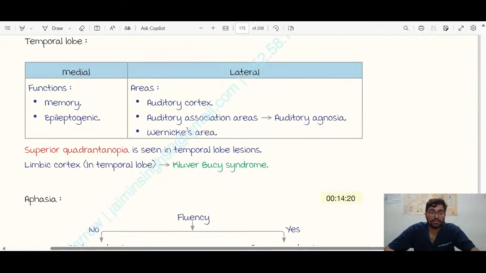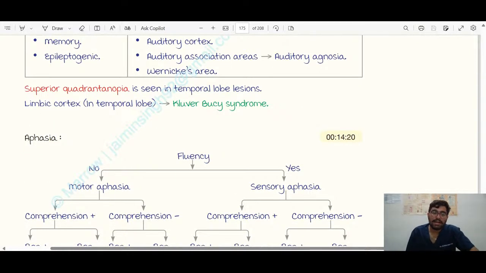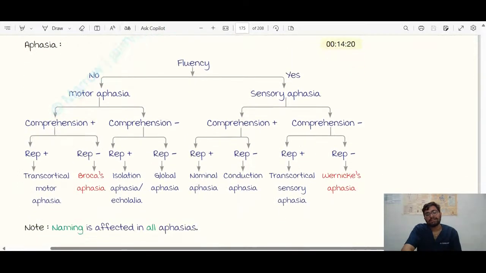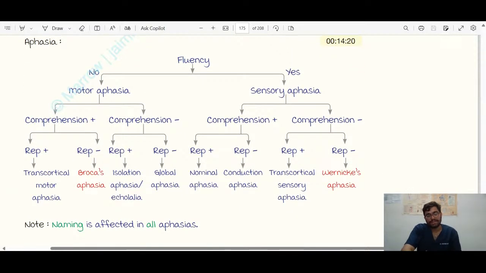Now let us discuss the temporal lobe, which has medial and lateral parts. The medial part relates to memory and epileptogenic activity. The lateral part has the auditory cortex, auditory association area, auditory agnosia, and Wernicke's area. Superior quadrantanopia is seen in temporal lobe lesions, along with the limbic cortex in the temporal lobe. Klüver-Bucy syndrome is a part to be discussed very carefully. So the cortex part and hemiplegia is over.